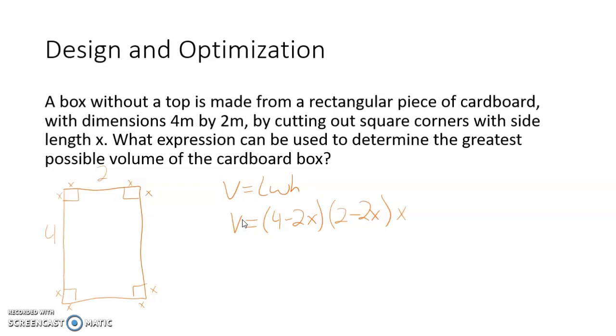And then if you need to find the greatest possible volume or the greatest possible value of x, you need to plug this into a graphing calculator. To find the greatest possible value of x, you're going to look at the x coordinate of your max. If you want to find the greatest possible volume, then you need to look at the y coordinate of the max.